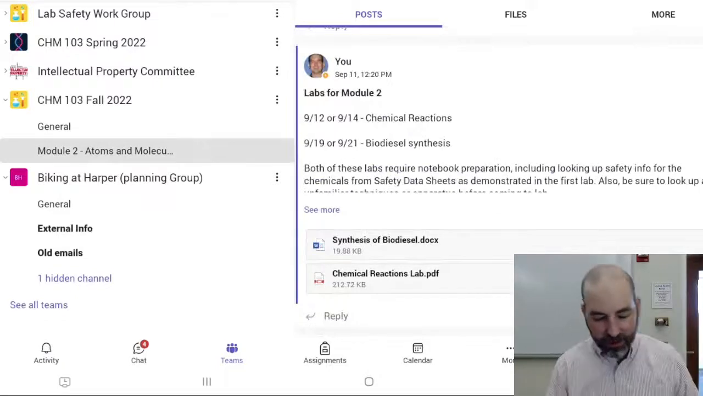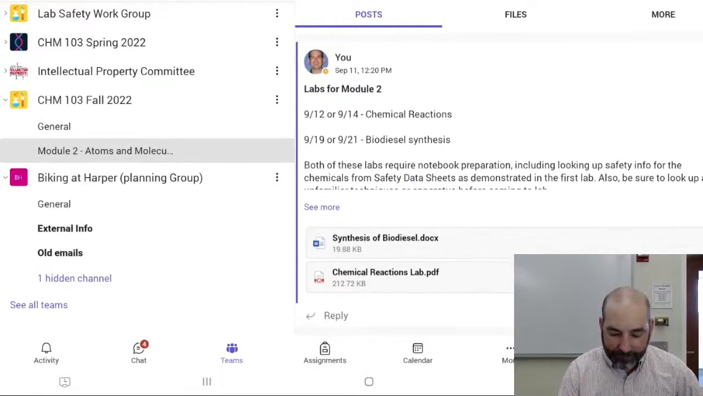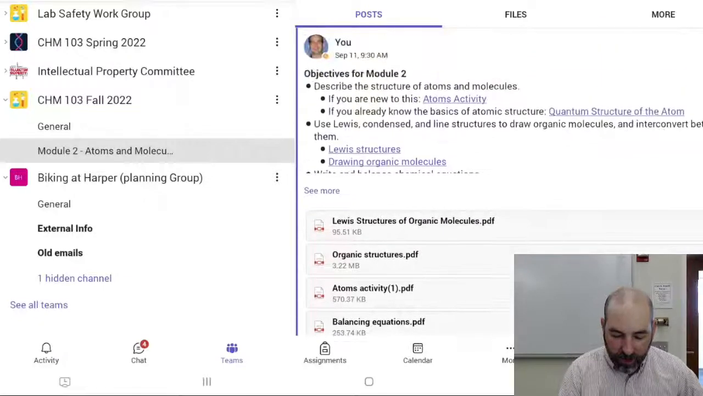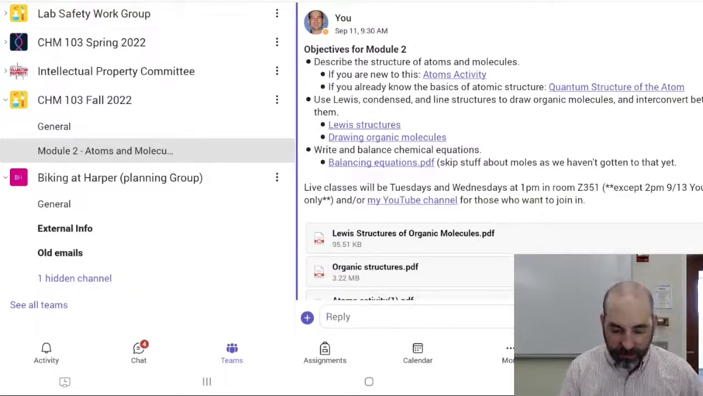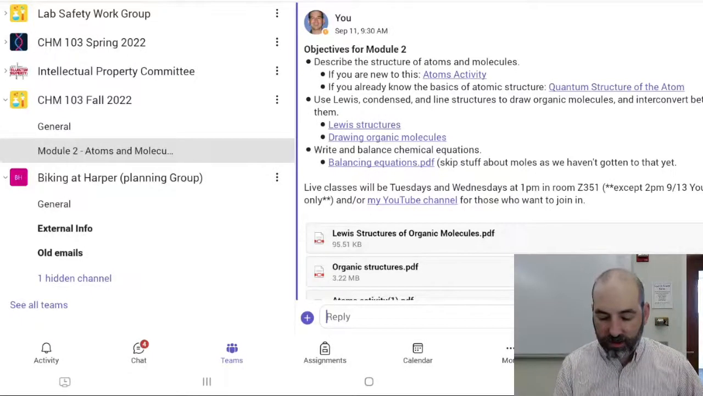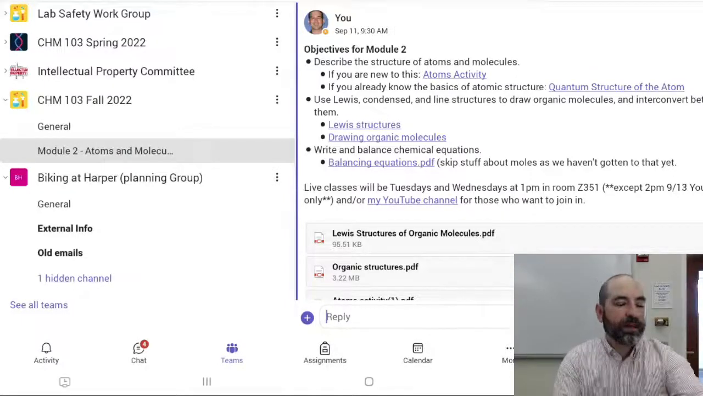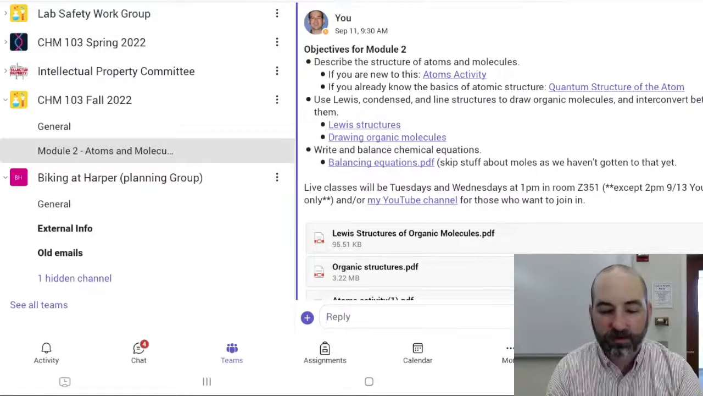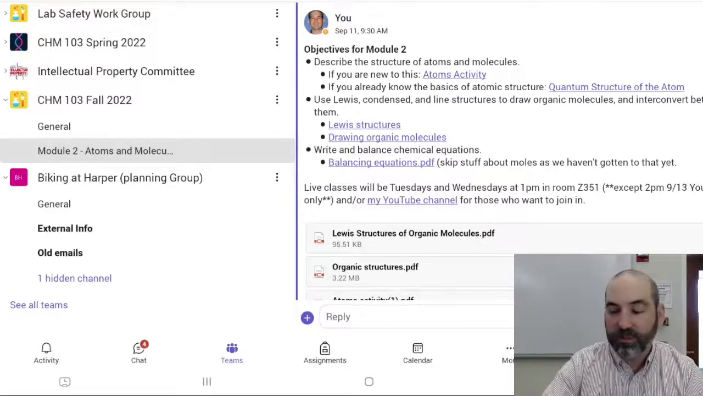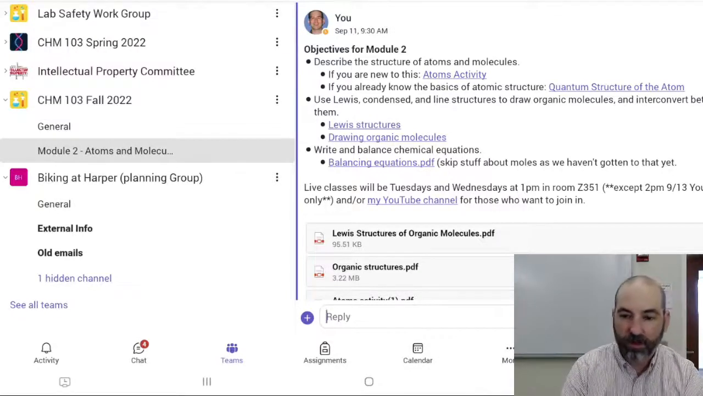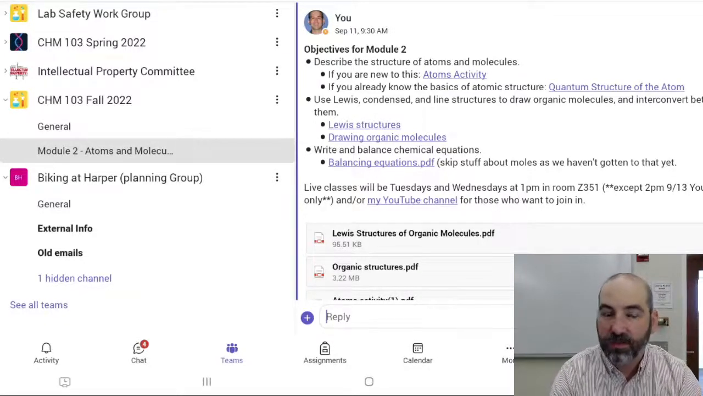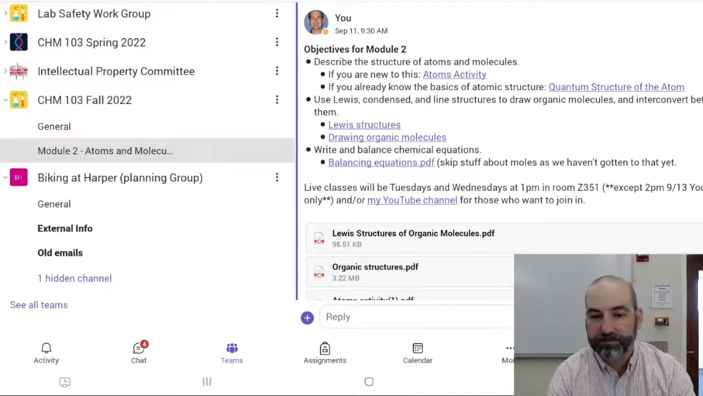If we go back into Module 2 here, you can see that when I put together the objectives, I noted here, if you already know the basics of atomic structure, look at this other thing. So if you already know how to account for protons, neutrons, and electrons, and you can count those out because you did it in a previous chemistry class, don't just do nothing. Learn something cool and interesting that's new. One thing you might want to look at is the quantum structure of the atom. So how do we describe the atom based on quantum physics or quantum mechanics, and how is that different from the model that we're seeing so far?